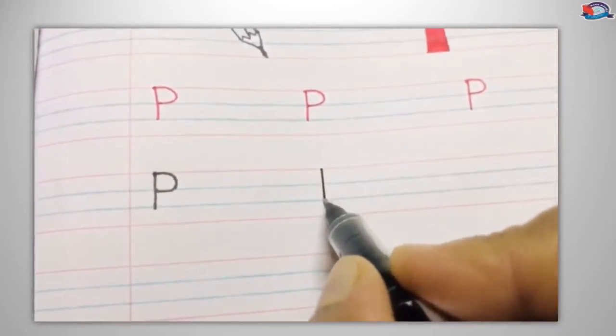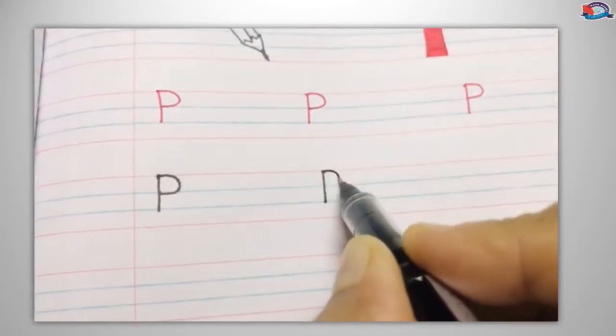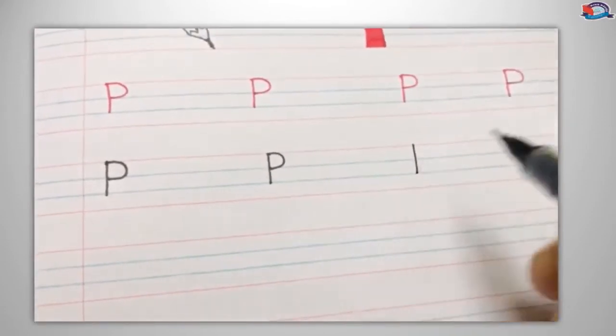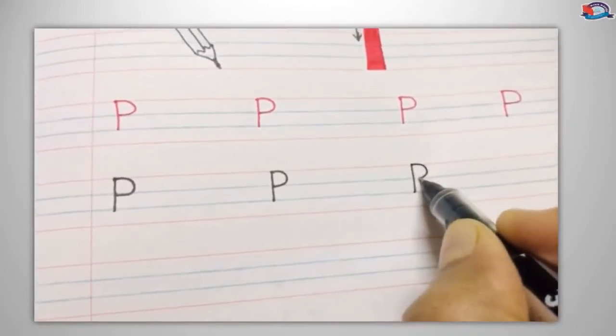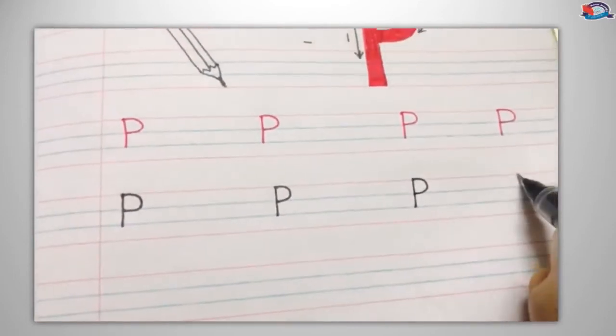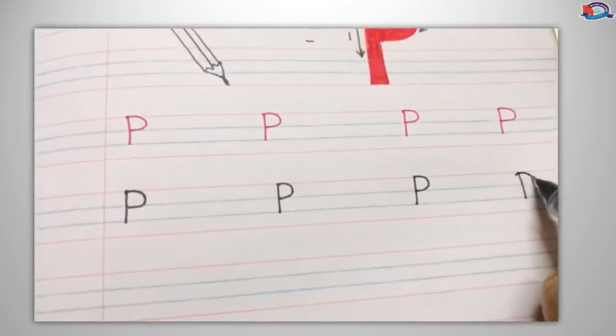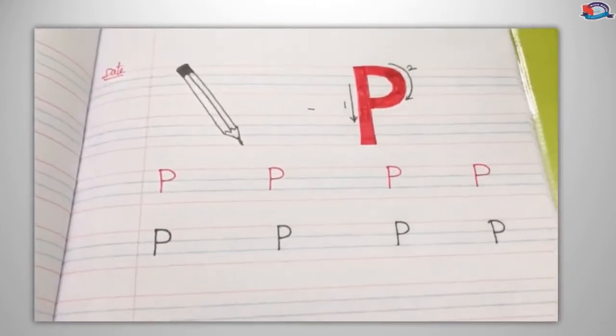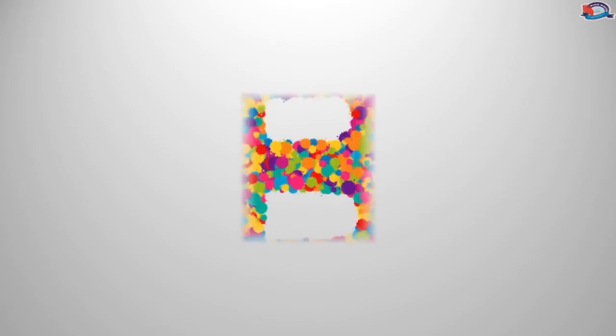One standing line and one small closed curve. This is the capital letter P. You have learned so many words in letter P, isn't it? Now we are going to see the letter B.